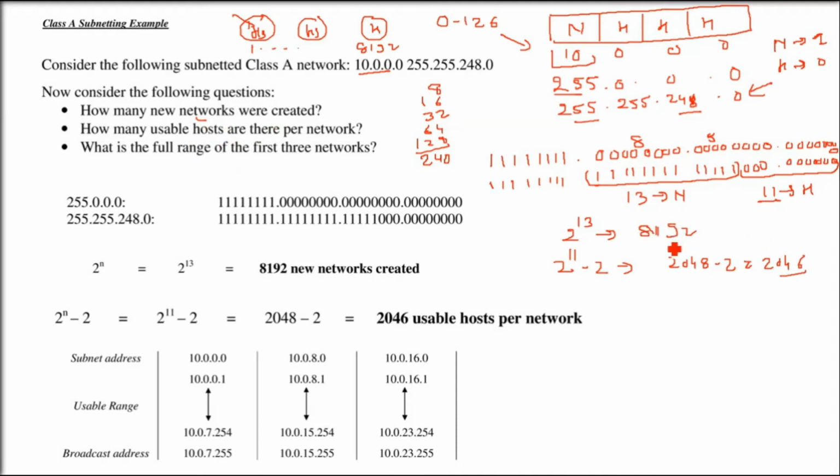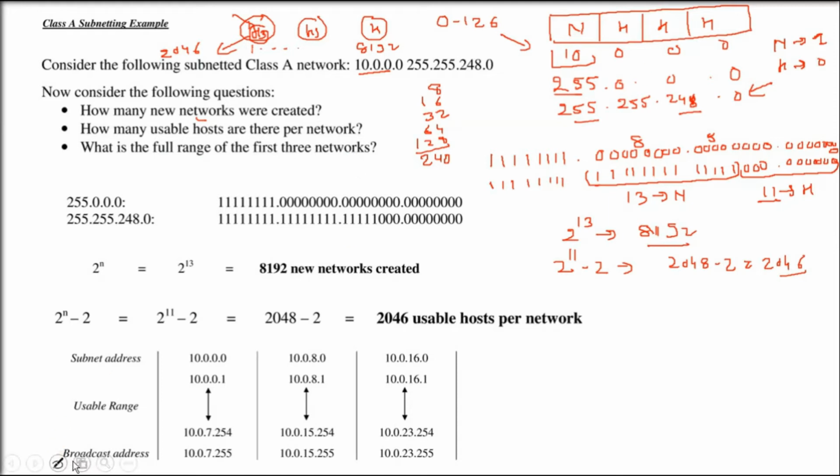So how many networks? 8192. In each network, how many hosts? 2046. Okay? 2046 usable hosts are there per network. The third one is, what is the full range of the first three networks?